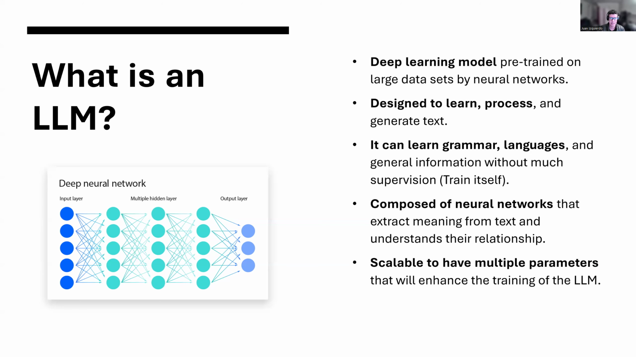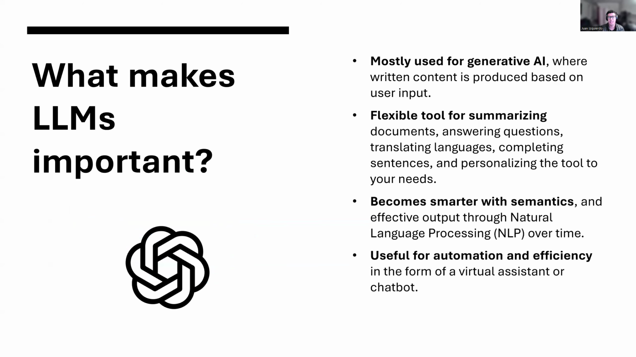And moving on to the next slide. So, what makes an LLM or LLMs important in general? It's mostly used for generative AI, where written content is produced based on user input. It's a flexible tool for summarizing documents. It could answer your questions, translate from one language to another, complete sentences, or you can personalize the tool to your needs. It becomes smarter with semantics the more you train it with your own information.